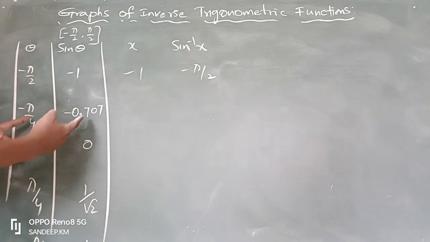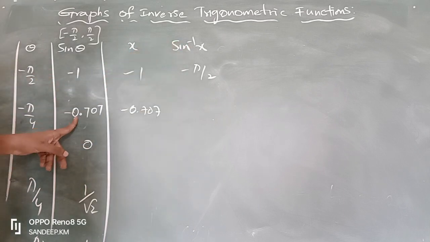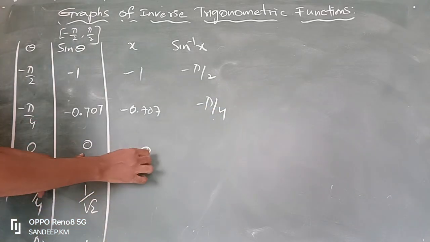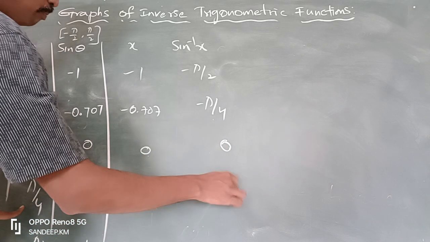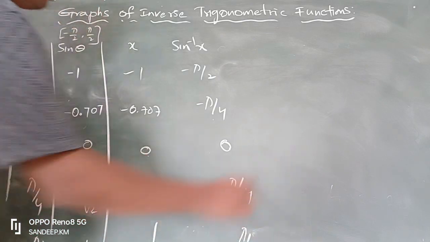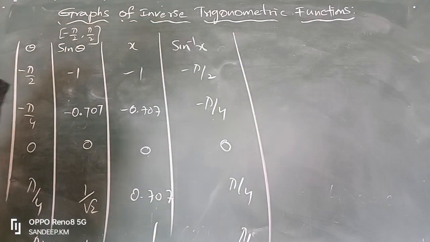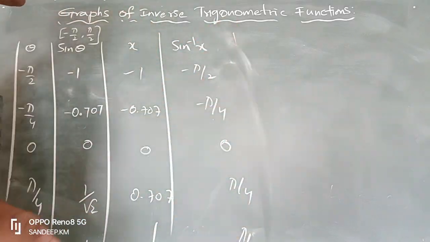Similarly, if input is minus 0.707 for sin inverse x, then sin inverse of minus 0.707 is minus pi by 4. Sin inverse of 0 will be 0. Sin inverse of 1 by root 2, that is 0.707, is pi by 4. And sin inverse of 1 will be pi by 2. So this is the table that we are going to use to draw the graph of y is equal to sin inverse x.